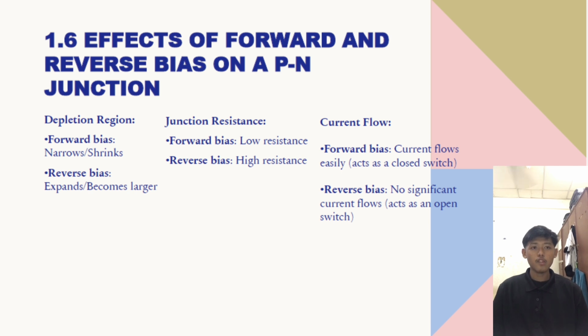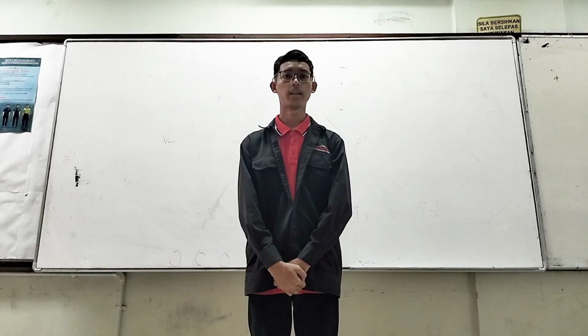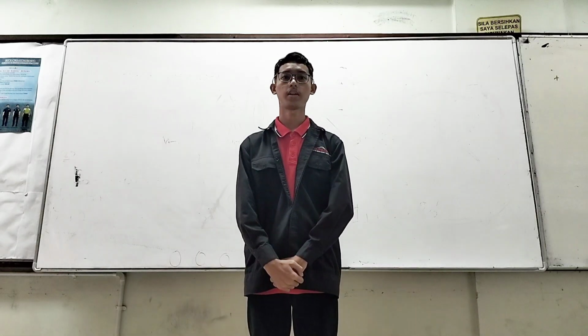Finally, let's look at current flow. When the PN junction is forward biased, the diode acts like a closed switch, meaning current flows freely. However, in reverse bias, the diode behaves like an open switch and only a tiny leakage current, if any, flows. That is all from us for this slide.